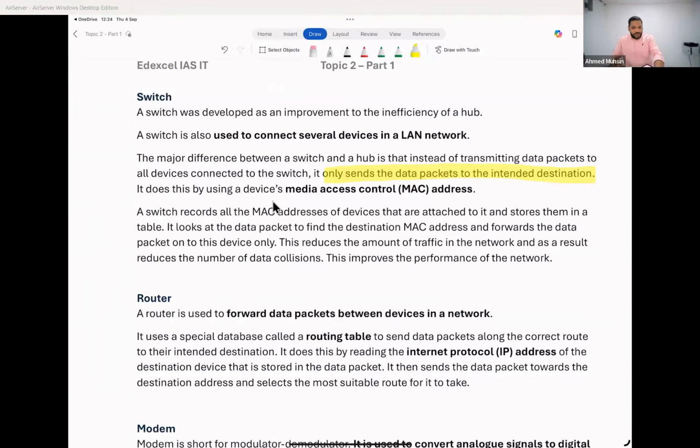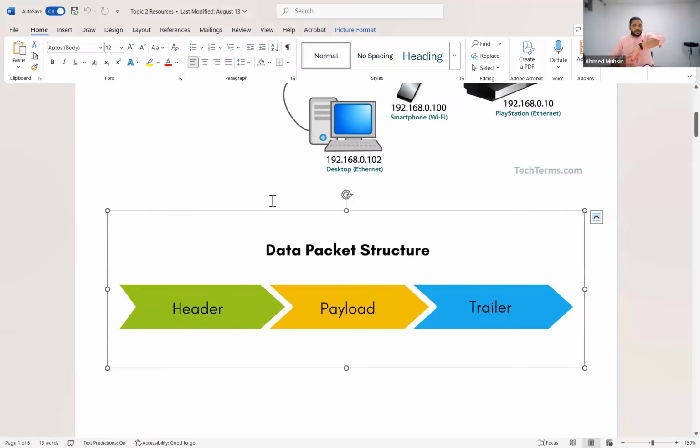You're still drawing this? Okay, draw this below first. Data packet structure. Those who haven't taken it, take it down below. But remember, we are going to break this even further. Inside the header, sender's IP address, receiver's IP address, sender's MAC address, receiver's MAC address, all that will come.